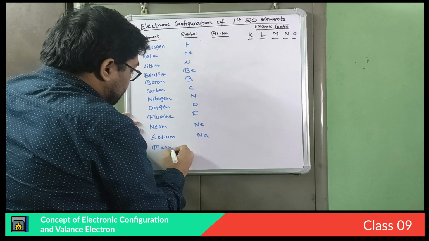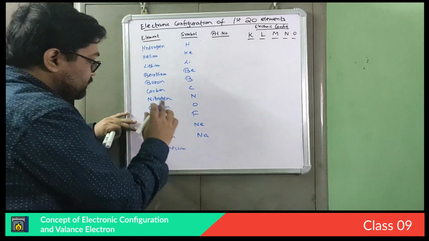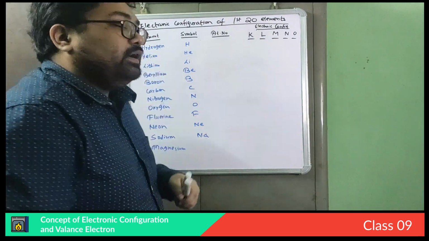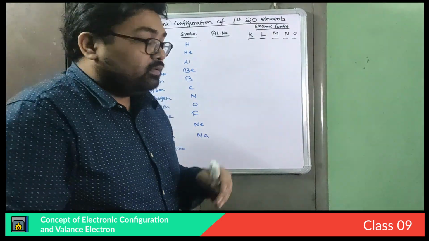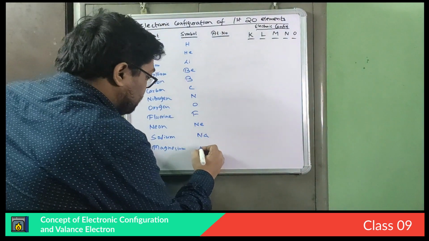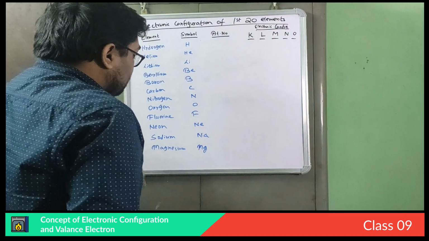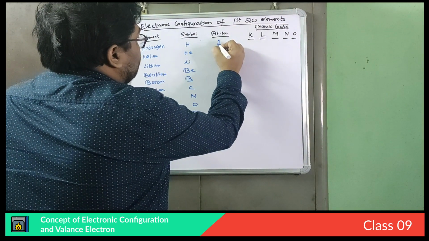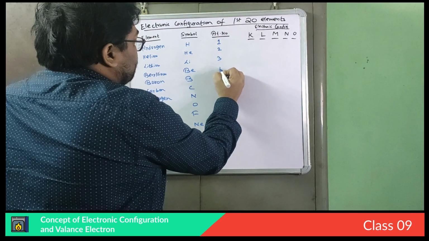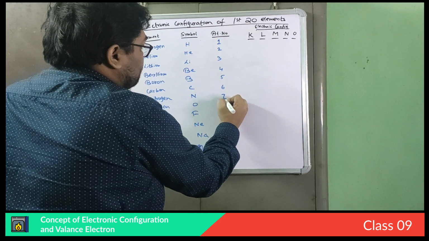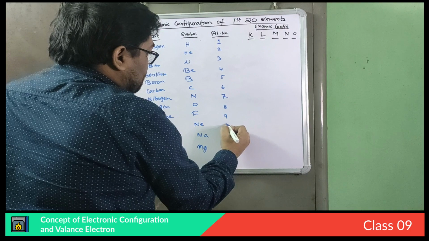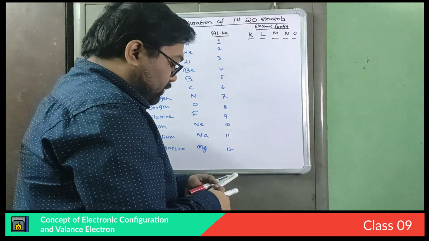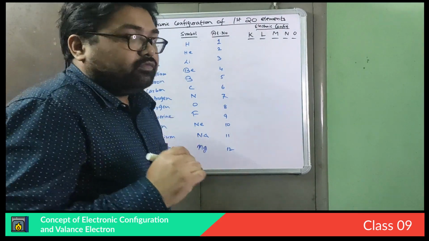magnesium. Okay, so as there is no space left here, I will just rub them and write the next few elements. Okay, magnesium is Mg. So now hydrogen's atomic number is 1, 2, 3, 4, 5, 6, 7, 8, 9, 10, 11, 12. Okay. Now I have to write down the electronic configuration.